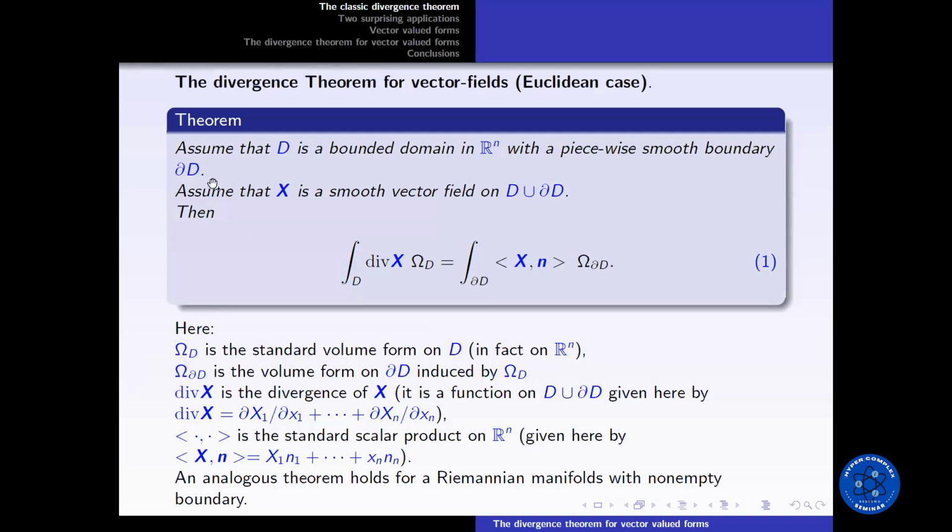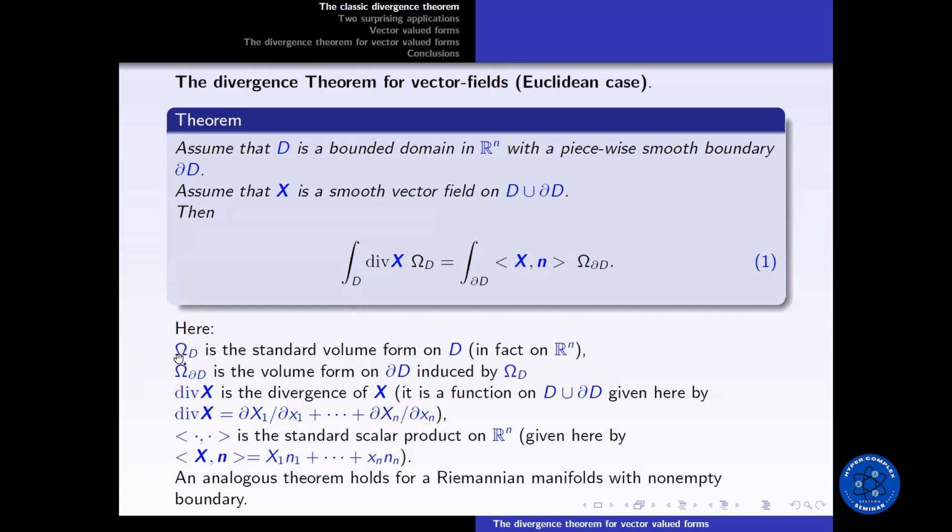The theorem says that if D is a bounded domain in Rn with a piecewise smooth boundary, and if we have any arbitrary smooth vector field X on D plus the boundary, then the integral of the divergence of such a field over D is equal to the integral over the boundary of the scalar product of the vector field and N. Note that since the vector field N is a unit vector field, this is just a measure of the projection of X onto the vector N.